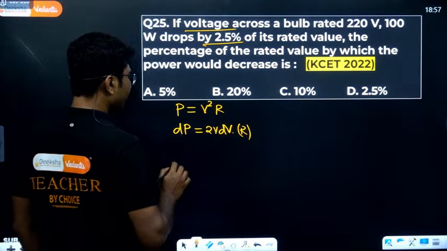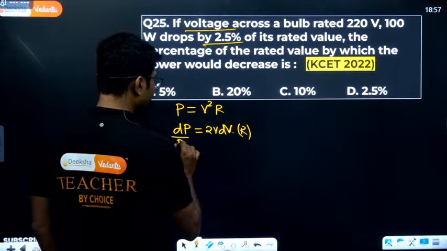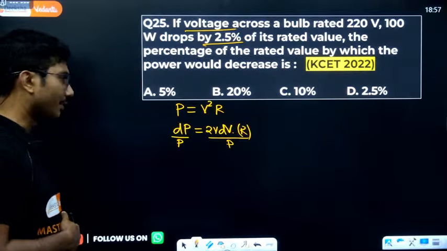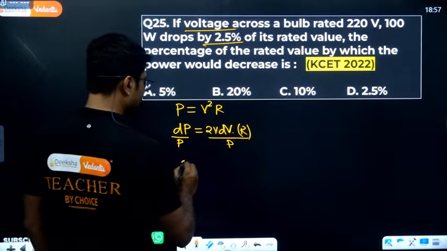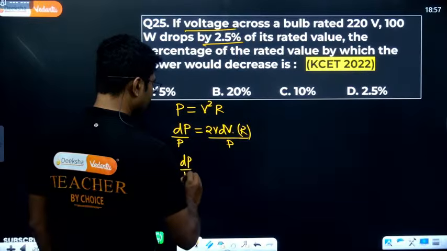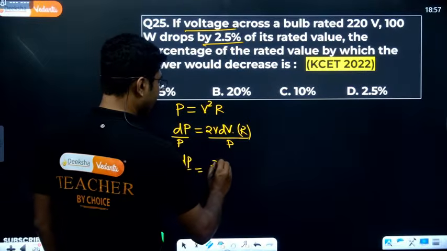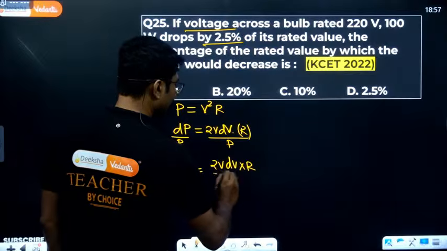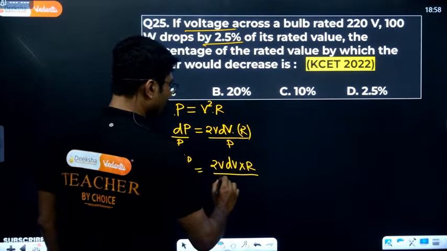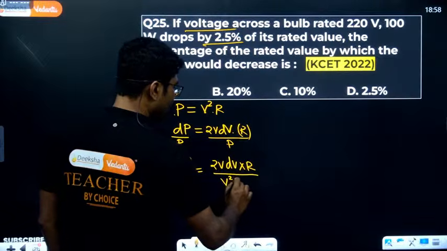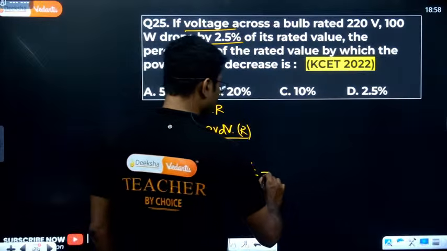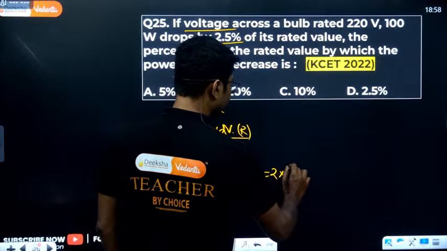Now what we will do, after doing it, we divide both sides by the power P. On our left hand side we get dP by P. On our right hand side we get 2V dV into R divided by P. Now P is equal to V square upon R, so we substitute that over here. R cancels, one of the V will cancel, and we get 2 into dV upon V.